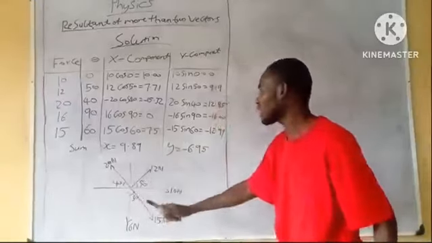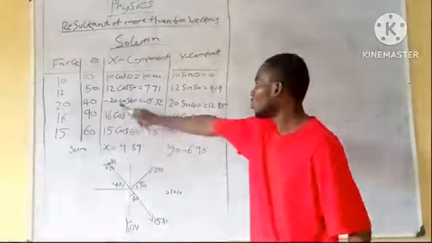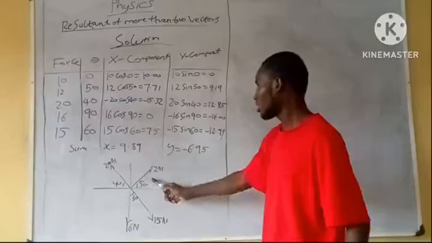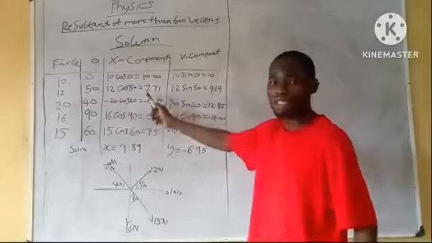Vertical. We'll come to that. Now, if you resolve this 12 into the horizontal and vertical components, it will give you 12 times cos 50 and 12 times sin 50. It gives you 9.19 and 7.71.